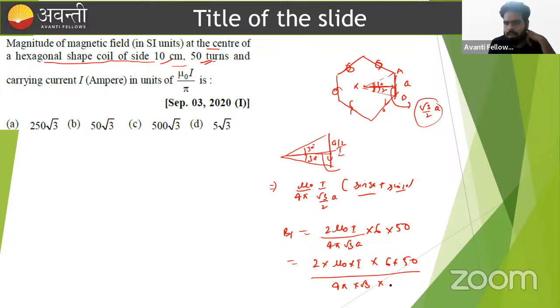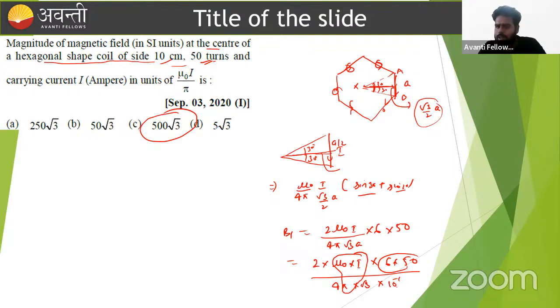What is the value of a? 10 centimeter means we can say 10 raised to power minus 1 meter. If we solve this, we will get mu naught I upon pi. What is this value? You can easily solve here. After calculating this, we can say that this value will equal 500 root 3. I hope this is clear for everyone.